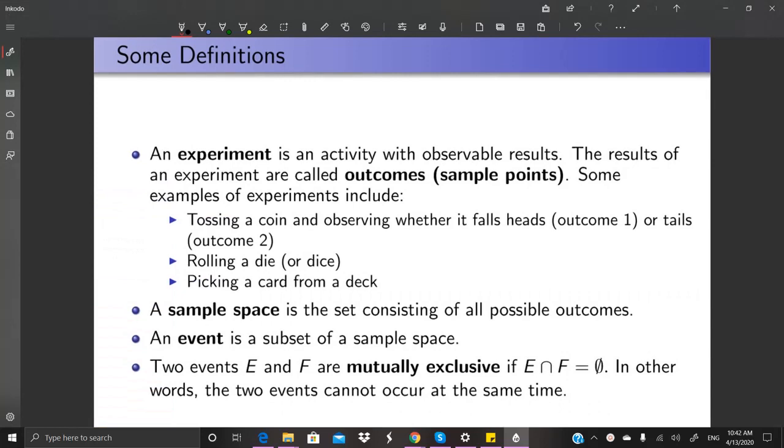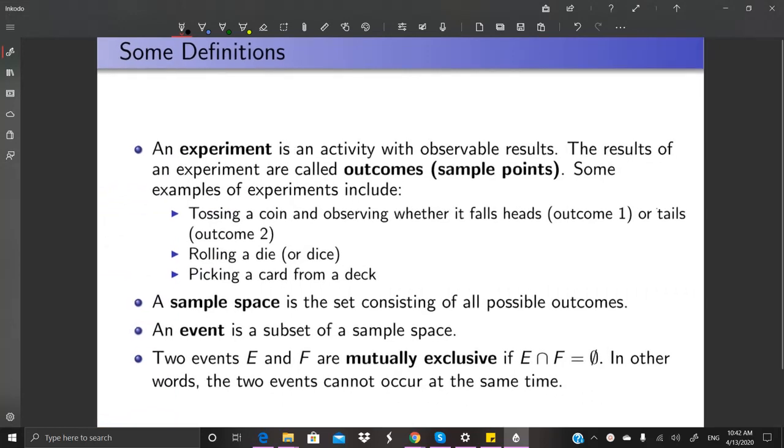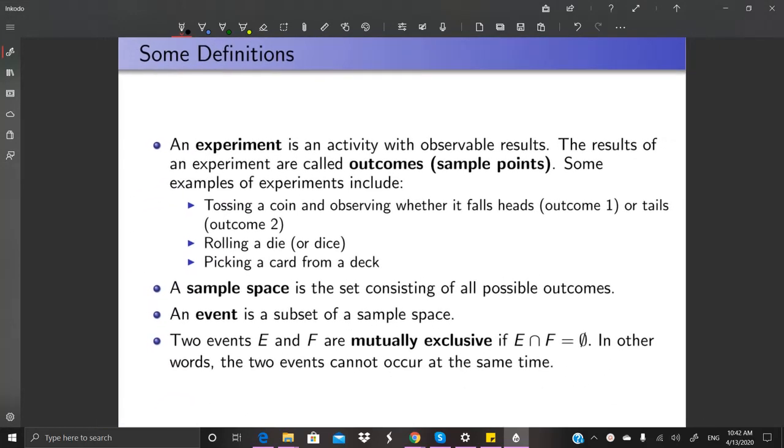Let's first review some definitions and then we'll look at an example. In 7.1 we talked about experiments, sample spaces, and events. An experiment is an activity with observable results. The results of an experiment are called outcomes or sample points. So on WebAssign, when you see points, they're referring to sample points or outcomes.